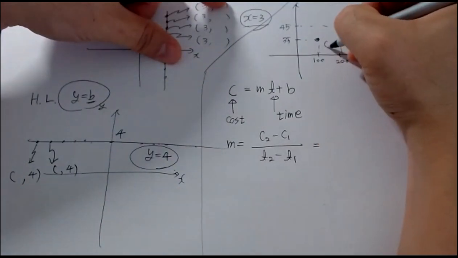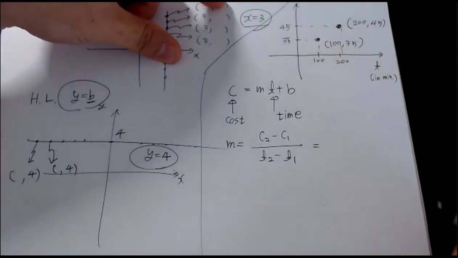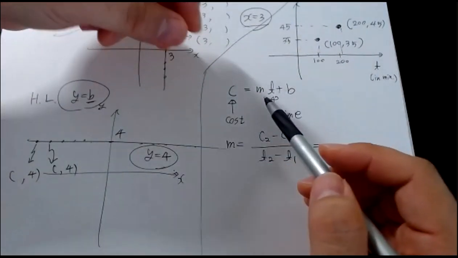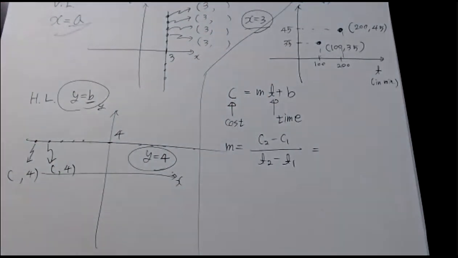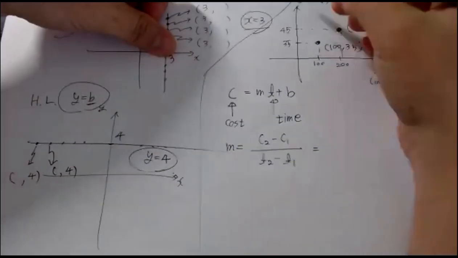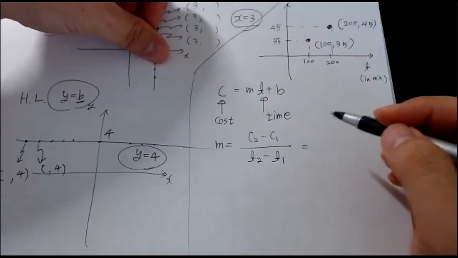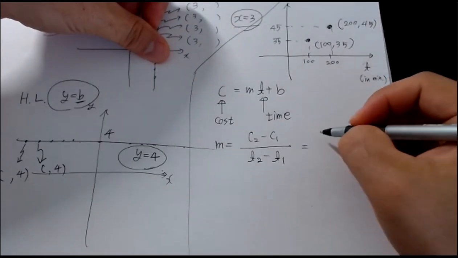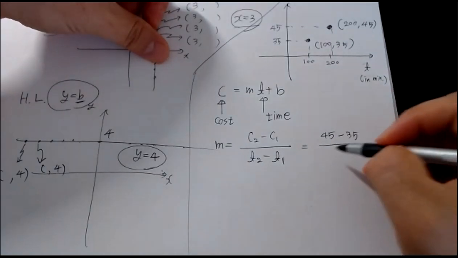Here is 100, 35. This is 200, 45. If you don't like using C and T, if you want to use just X and Y, yeah, you can do that. If that makes you really confused, then it's okay. You can use X and Y. You can say this is X, this is Y, and Y is equal to mx plus b. It doesn't matter. So let me say this is C1, T1, C2, T2. Then we got this 45 minus 35, excuse me, and then 200 minus 100, right?